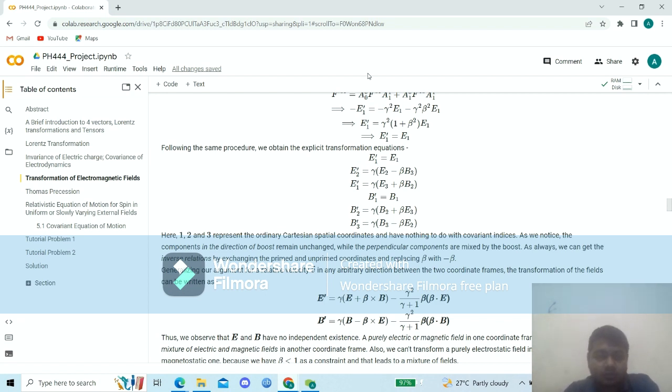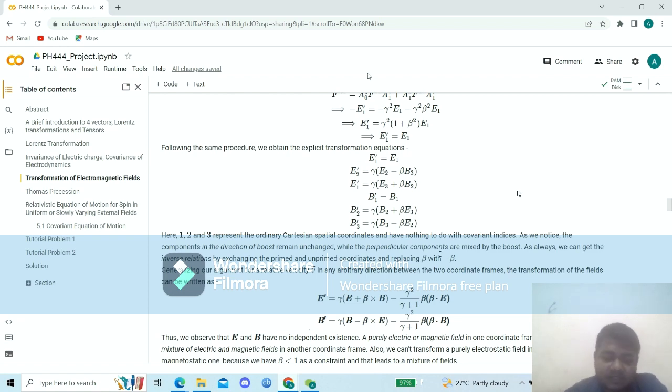This is something that we know already, and we are just seeing this factor appear again in the transformation of the fields. We can say similarly for B prime that it's equal to gamma into B minus beta cross E, minus gamma squared by gamma plus 1 into beta times the dot product between beta and B.